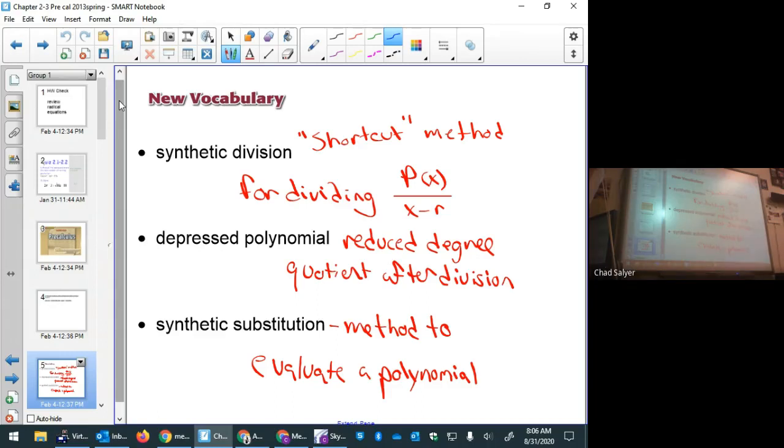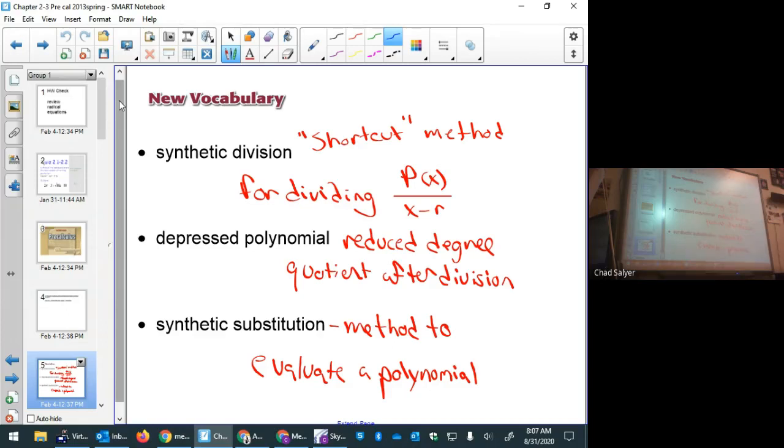A depressed polynomial is when you reduce the degree of a quotient after you divide. So you have an initial degree in the numerator. After you divide it by a polynomial, the resulting quotient will have a reduced degree. And it's sort of just the polynomial part of the quotient.